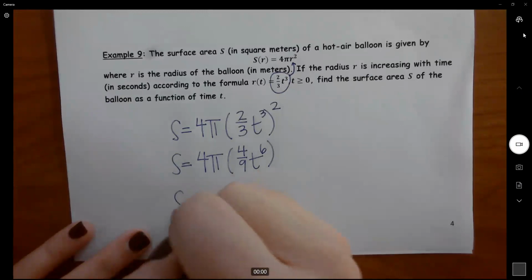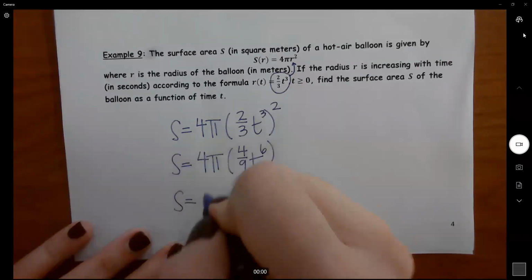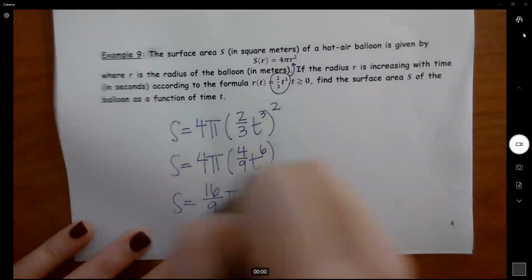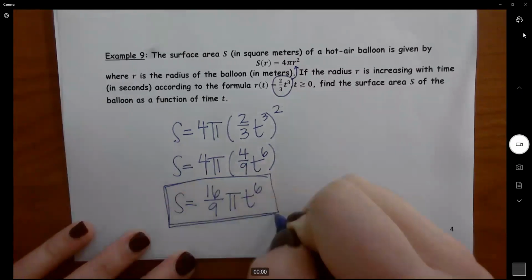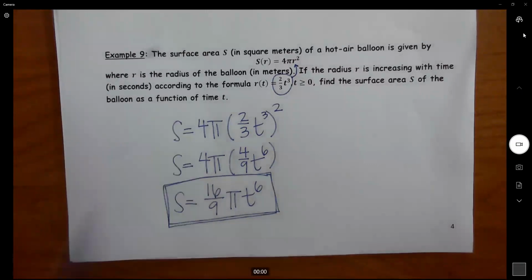So now we can just simplify this a little bit further. 4 times 4/9 is 16/9. And then pi t to the 6th. So now I have my surface area as a function of time and not as a function of the radius.